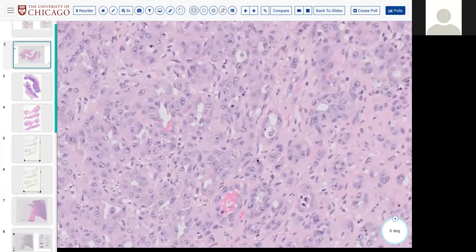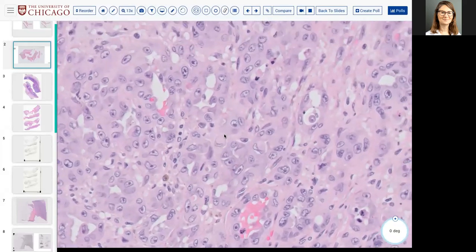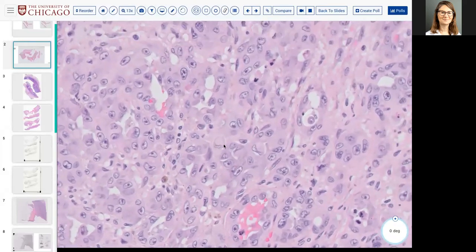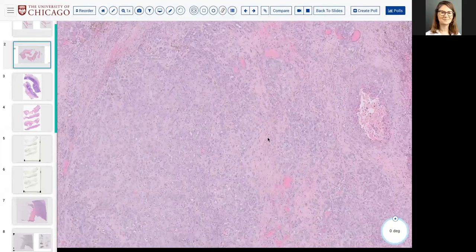And maybe, do we have any intracytoplasmic vacuoles again? I wasn't able to see very many, although I do see these kind of eccentrically located little pink areas.